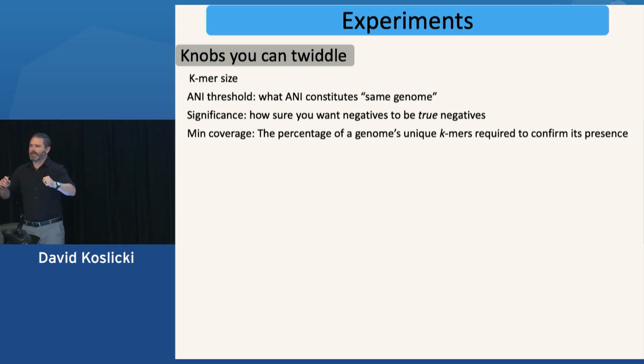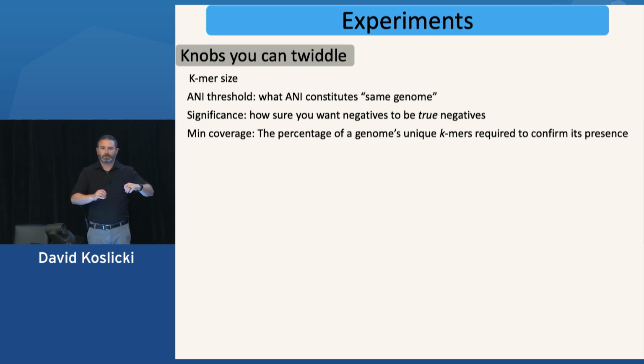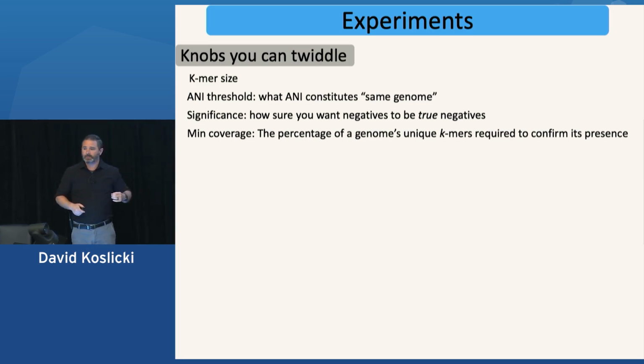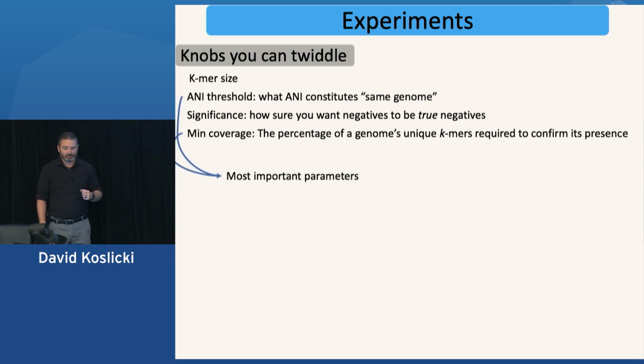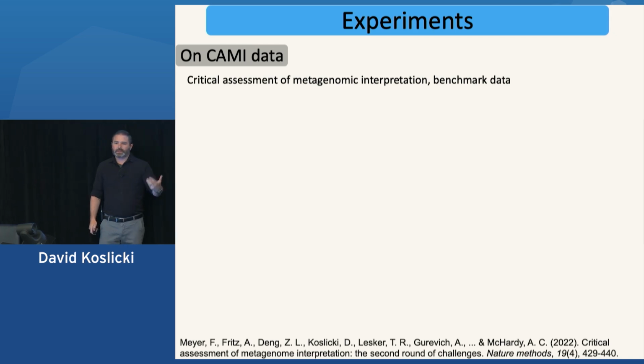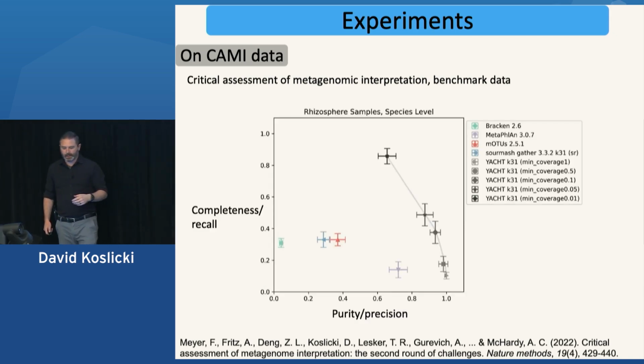Of those k-mers that are unique to each one of these genomes, how many of them do you need to see to say that it's present in my sample? Just one? Maybe a handful? That's really what the user has to set. So, knowing that those are the two most important parameters, what does it look like on this CAMI test data here?